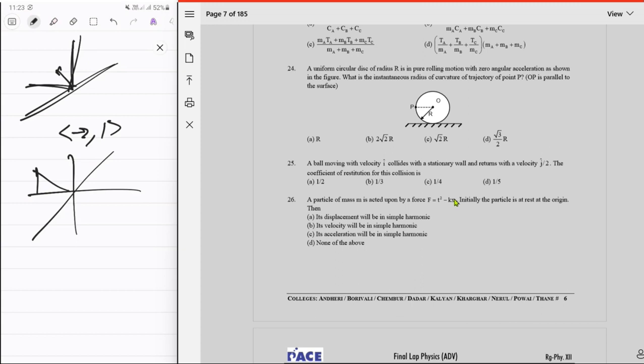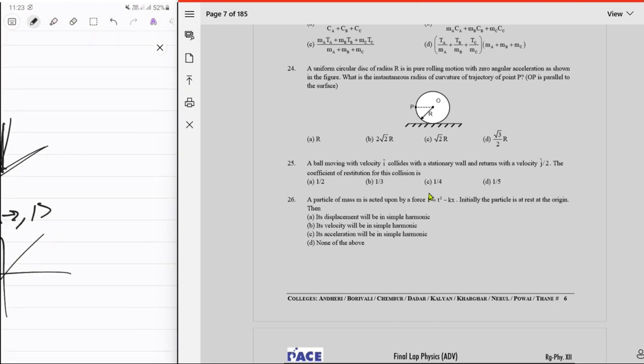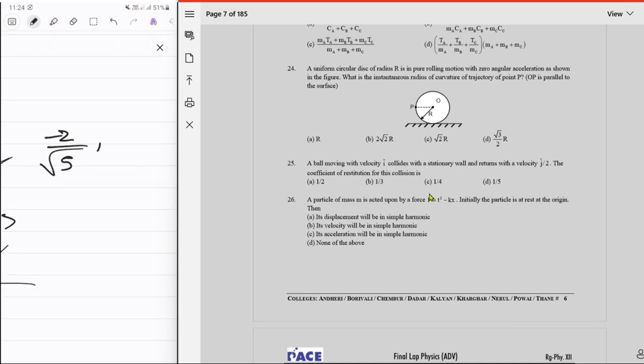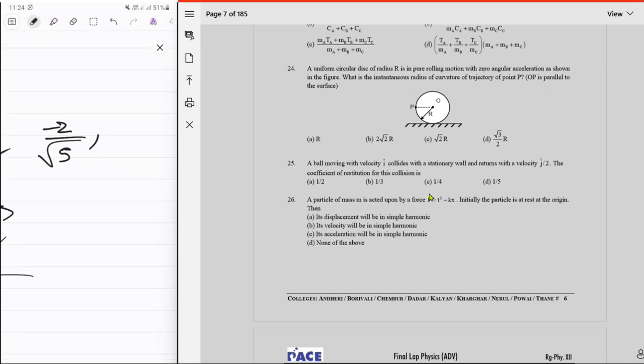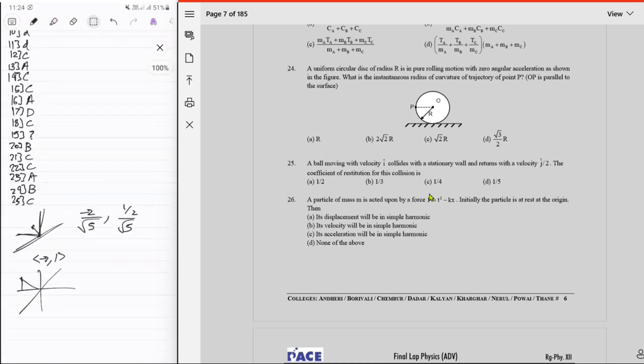So then how much was it along that vector? Our original vector was 1, 0. So along that vector, it was just -2 upon the square root of 5. Square root of 5. So initially this was your velocity, the normal velocity along n hat, and now if you take the dot product it is just 1/2 upon square root of 5. Okay, cool. Your coefficient of restitution is just 1/4 in that case. So C is the answer. Next question. 26.